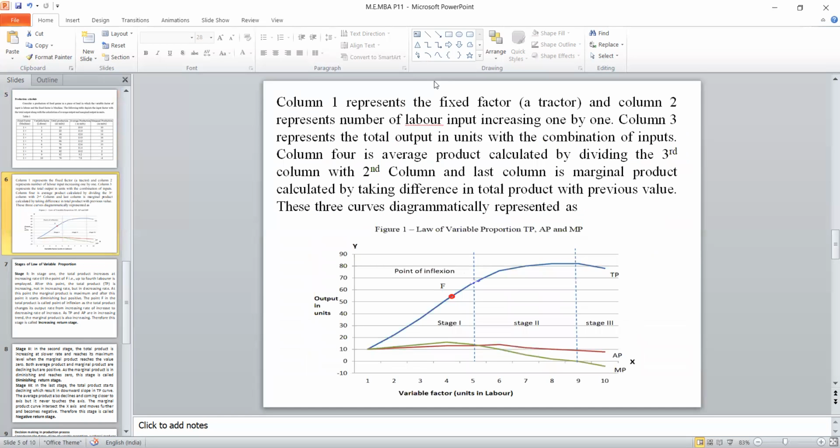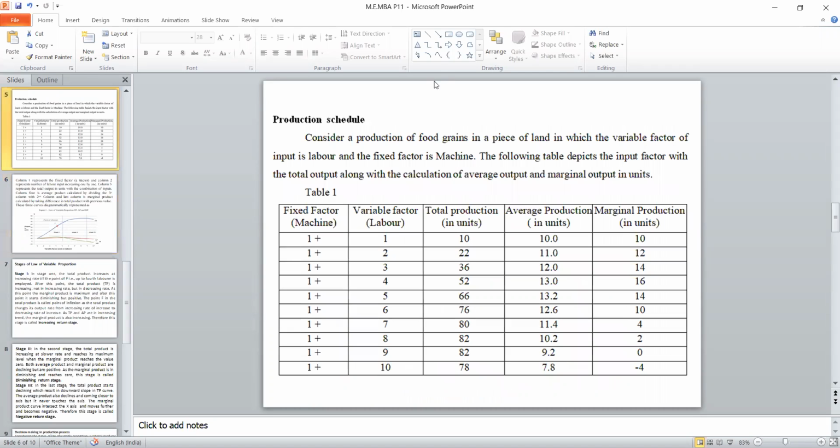Now, keeping this, we are dividing the variable proportion into three stages. Stage 1 is called the increasing stage. Why? The productivity is increasing at an increasing rate, from 10 to 22, 22 to 36, 36 to 52. It is increasing at an increasing rate. It continues until the fifth laborer is employed, when it is increasing, but not at an increasing rate, it is at a decreasing rate. You can see up to the fourth laborer, it is increasing: 10, 12, 14, 16.